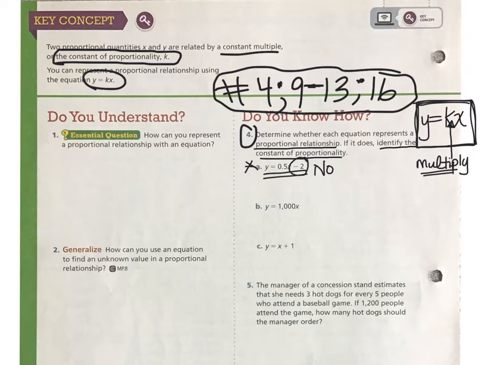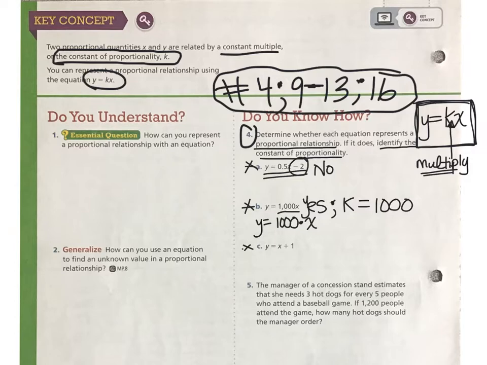Now look at part B. Y equals 1000x. Does this fit the idea of a proportional relationship? Does it match the equation y equals kx? And the answer is yes. Do you see the multiplication here? 1000 times x. So what is that k number? What is that constant of proportionality? And for this equation, k equals 1000. It's the number being multiplied by x.